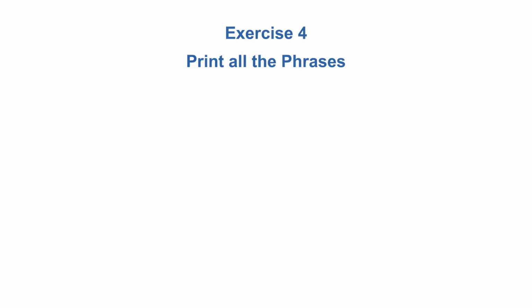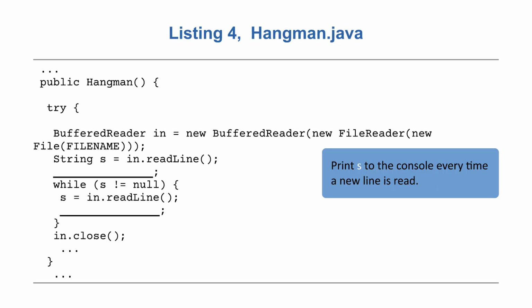Let's test what was read by printing each line. Exercise 4. Print all the phrases. Print s to the console every time a new line is read. Hint: use System.out.println to print to the console. Run it. What happened? It should have printed to the console 509 lines, with the last two printed lines being zonk out and null. Once you verify that it printed all the lines from the file, you should remove those print statements from the program.